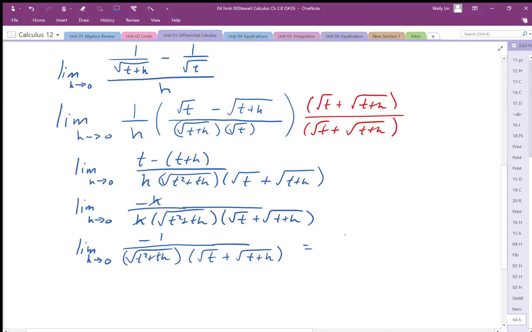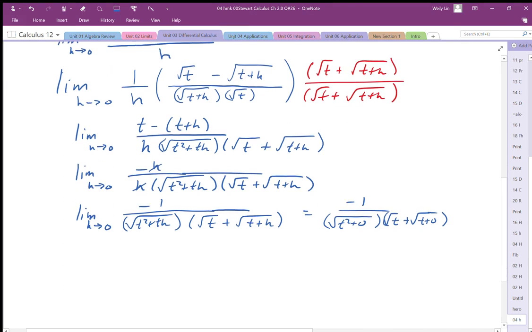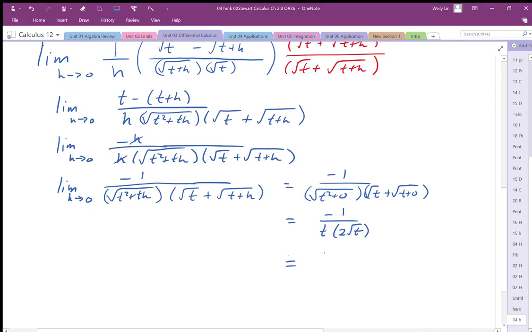So as I apply the limit of h equals 0, I get square root of t squared plus 0 times square root t plus square root t plus 0. So that's just going to be 2 root t. Okay, so I simplify that out. Negative 1 over, the square root of t squared is t. Here I get 2 square root t's. Write it like that. Okay, and I could leave my answer like that. If you want, you can rewrite it as negative 1/2 t to the power negative 3 over 2.